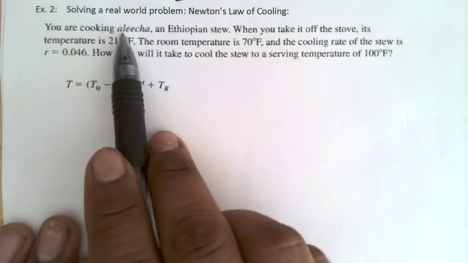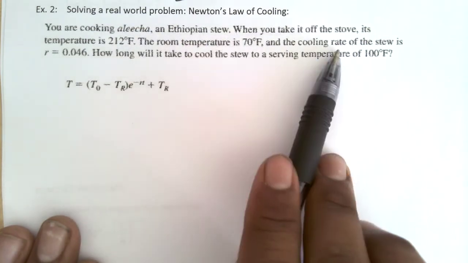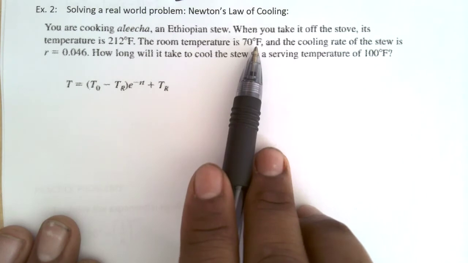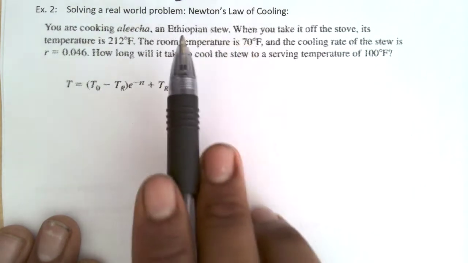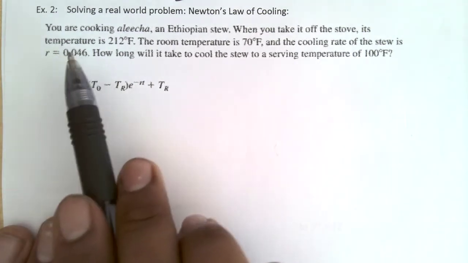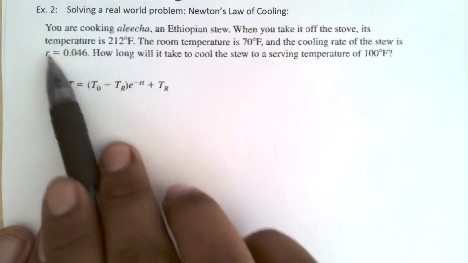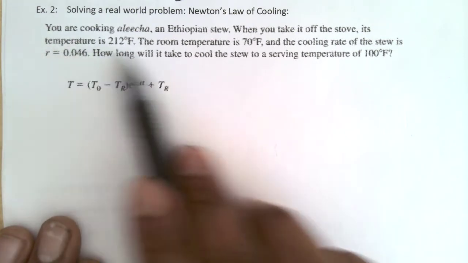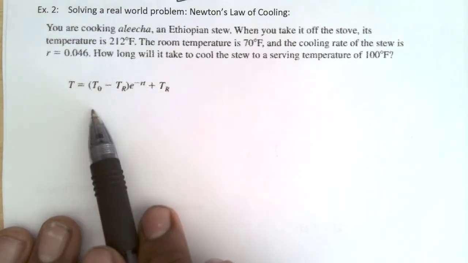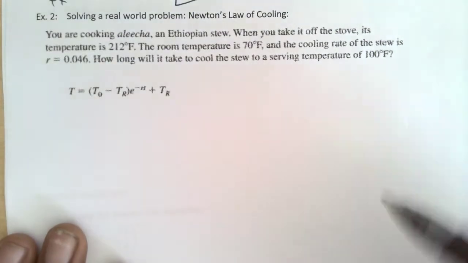So this problem here is talking about you're taking this dish, it's an Ethiopian stew, and you're taking it off the stove. You know its temperature, and we know the room temperature. So obviously it's going to cool down, right? And there's this constant that they just gave us. We would sometimes solve for this, but we're going to keep things simple. We're going to learn the base operation of, well, how do we deal with when we know this? And we're going to find when it's 100. So I'm going to break down this equation. Sometimes the equation looks a little different, but ultimately we'll use this model for this year.